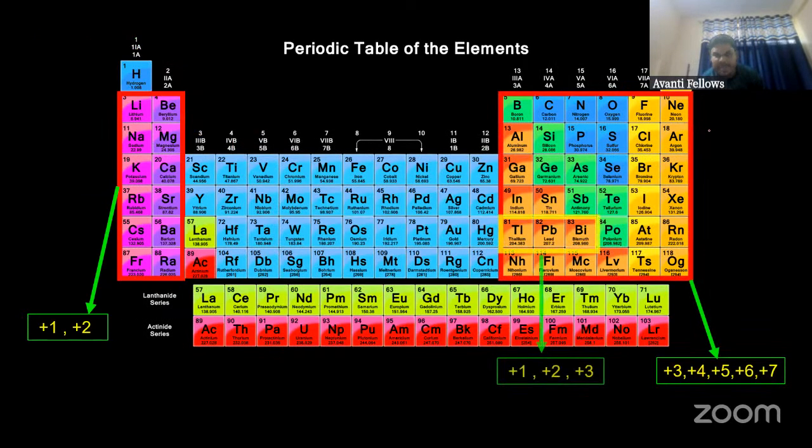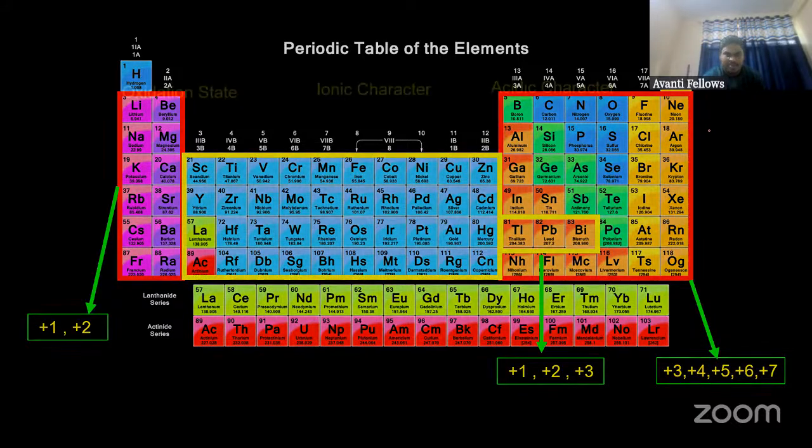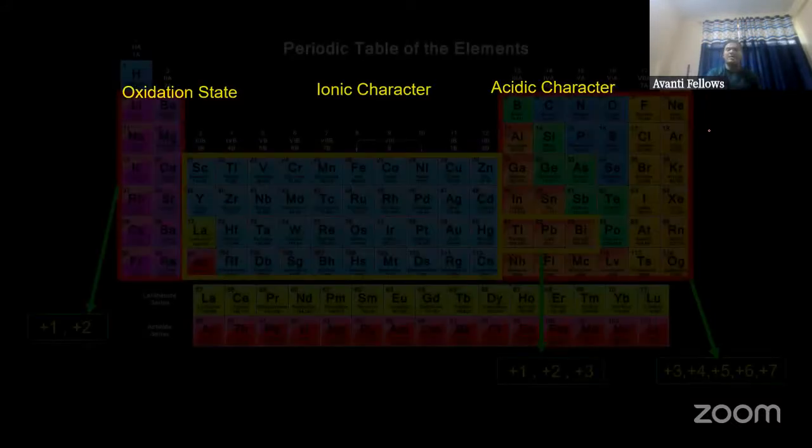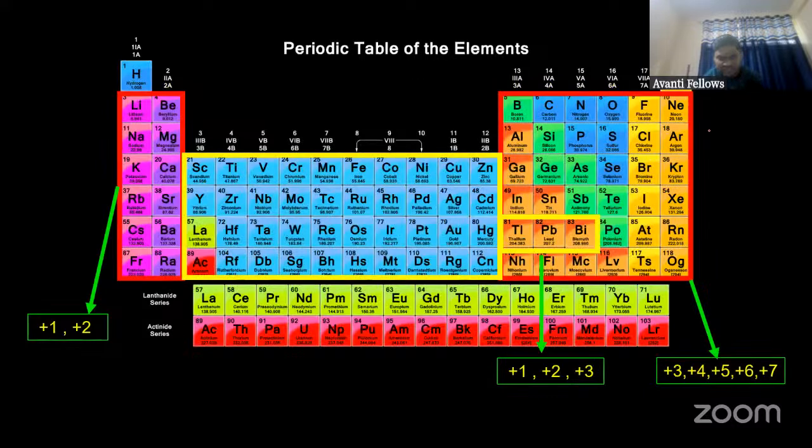Now, basically, if you consider the periodic table, the representative elements like s block and p block show oxidation state according to their group. For example, group 1 shows plus 1 oxidation state, group 2 shows plus 2 oxidation state, and so on. Similar for the other groups, right? Like group 15, 16, 17, and 18. But what about the d block? These d block elements show all different kinds of oxidation states, right?